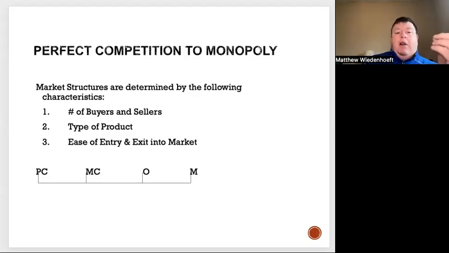The second characteristic is the type of product. What is it? Is it something that's a niche market versus something that everybody uses? T-shirts versus diamond rings, those types of things.